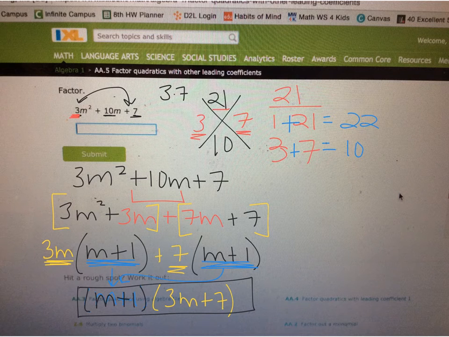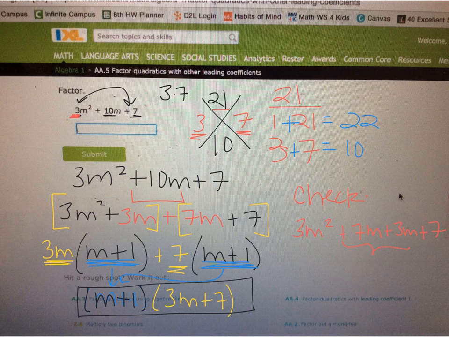Now let's just say you want to check this, just in case. So I'm going to use the FOIL method to show how if I multiply these 2 binomials back, I'll get my original trinomial. So FOIL, the F stands for first, so I'm going to take 3m times m. That gives me 3m squared. Then I'm going to take my outer terms, my O, and that's 7 times m, so I get plus 7m. Then I'm going to take my inner terms, which is my I, which is 1 times 3m, so I'm adding 3m. And L stands for last, which are my last terms, which are 1 times 7 to get 7.